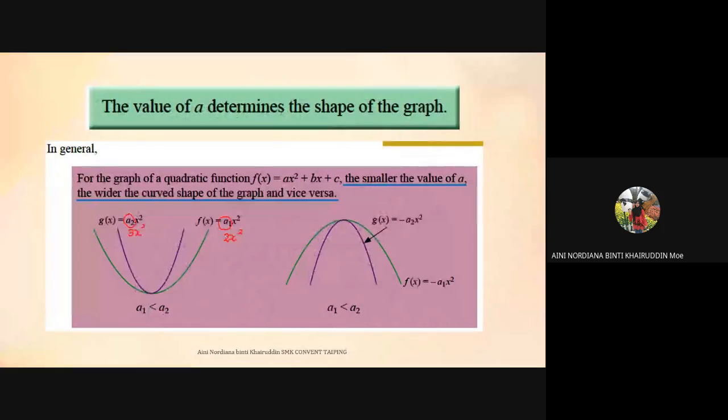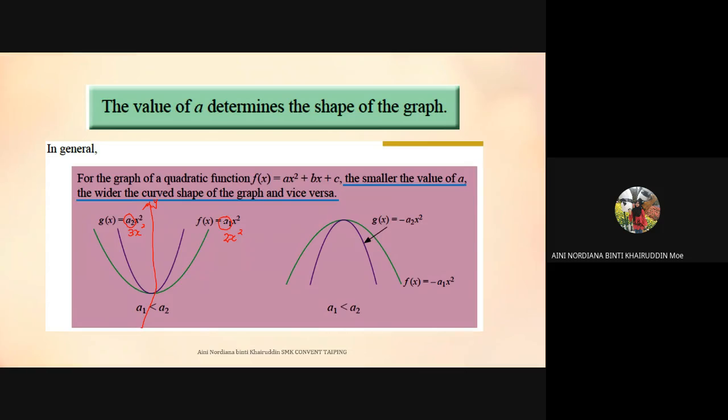So A1 less than A2. As you can see, A1 is wider. For A3, it looks like it is approaching the y-axis. Here is the y-axis, if you draw the graph. Okay, this is the y-axis. So approaching the y-axis, the value of A is bigger. Easy, right?